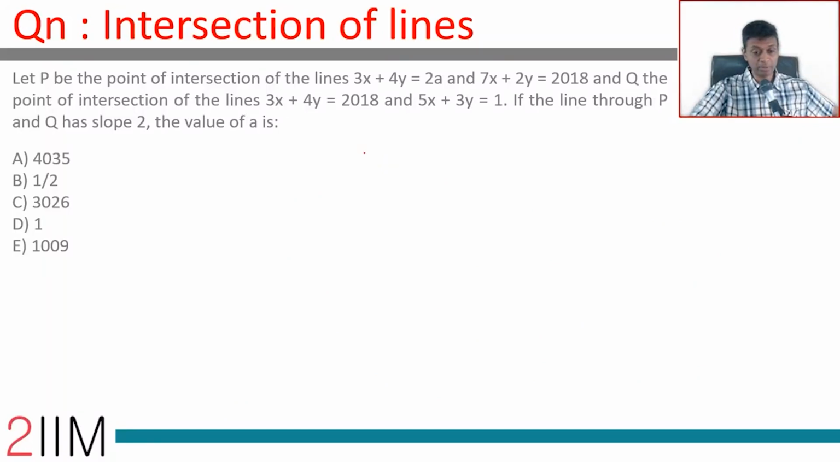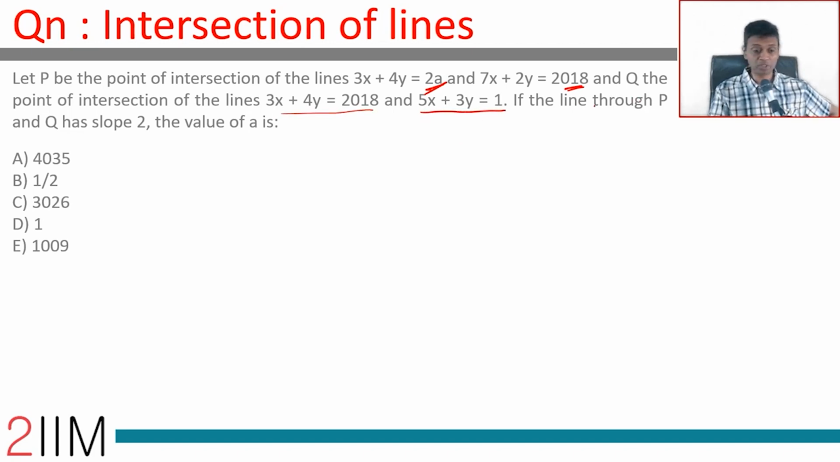Intersection of lines. Let P be the point of intersection of the lines 3x plus 4y equal to 2a, 7x plus 2y equal to 2018. Large number. And Q be the point of intersection of the lines 3x plus 4y equal to 2018 and 5x plus 3y equal to 1.